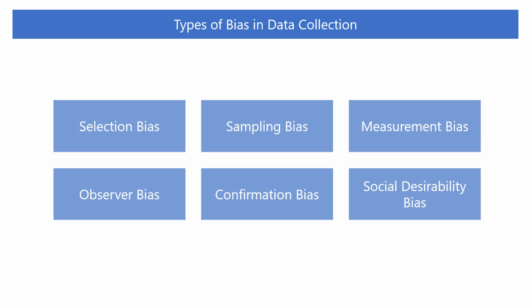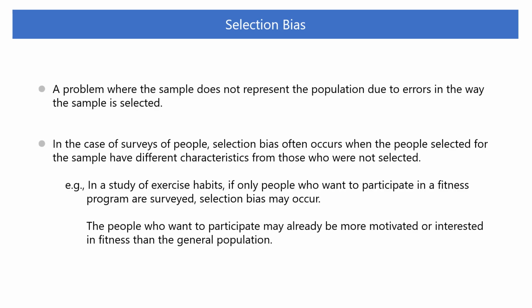These are common biases that can occur in data collection. This is not an exhaustive list, but all of these should be considered in data collection. Let's go through them one by one. The first is selection bias. Selection bias is a problem caused by systematic errors in the way samples are selected or included, and how samples are selected in a non-random way.